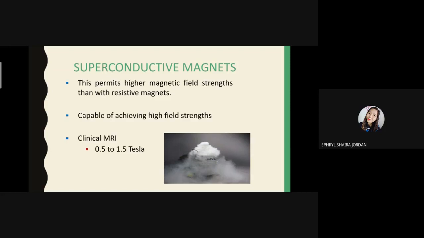Again, superconductive magnets permit higher magnetic field strengths than resistive magnets. Superconductive magnets are capable of achieving very high magnetic field strengths. In fact, in research, they have made up to 6 Tesla. But for clinical MRI, only up to 3 Tesla is approved so far.